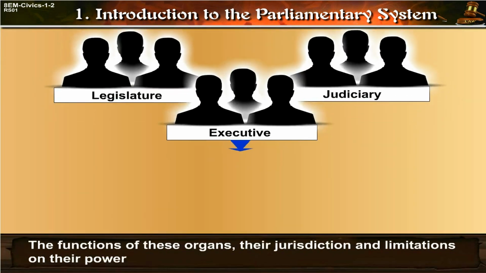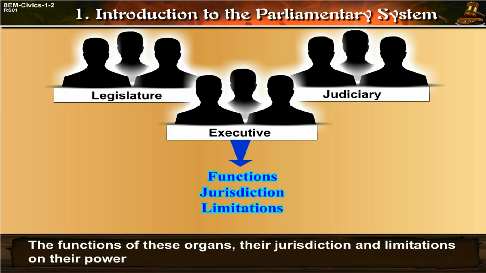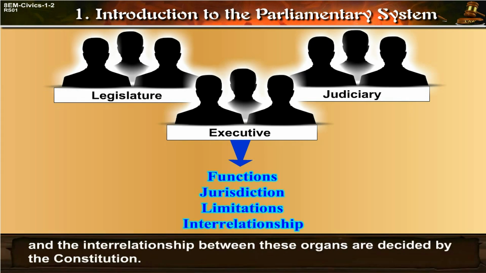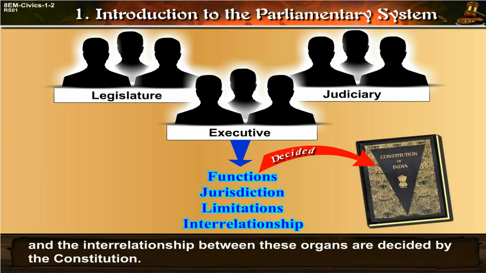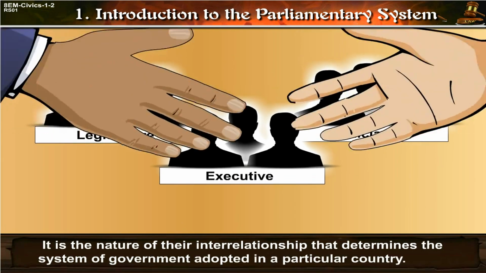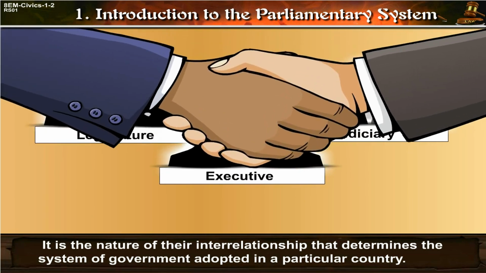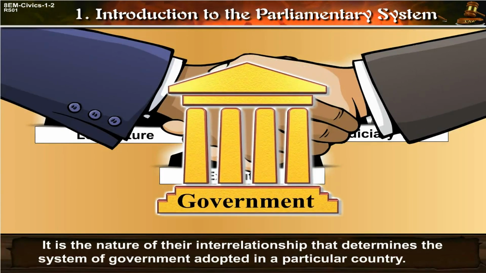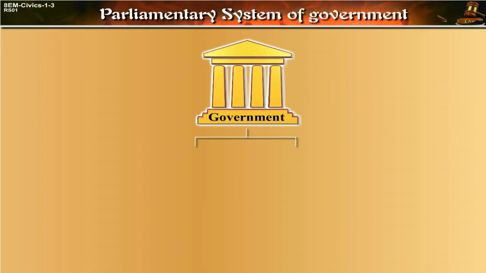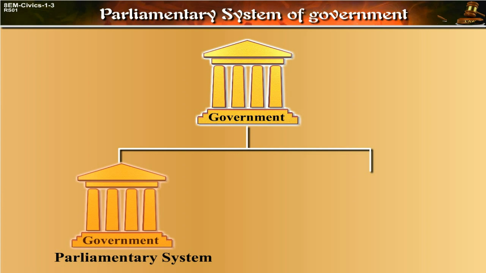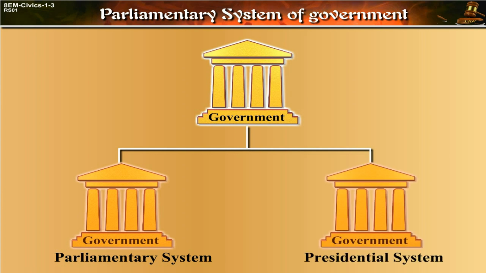The functions of these organs, their jurisdiction and limitations on their power, and the interrelationship between these organs are decided by the Constitution. It is the nature of their interrelationship that determines the system of government adopted in a particular country. There are two main types of government systems that are followed. 1. Parliamentary system. 2. Presidential system.